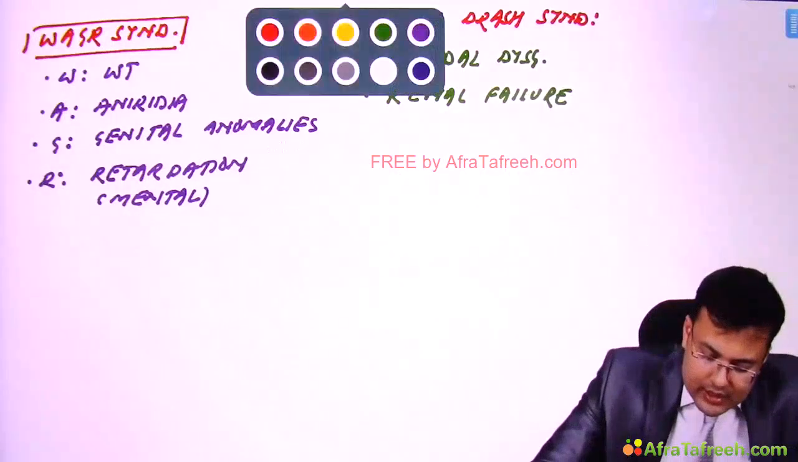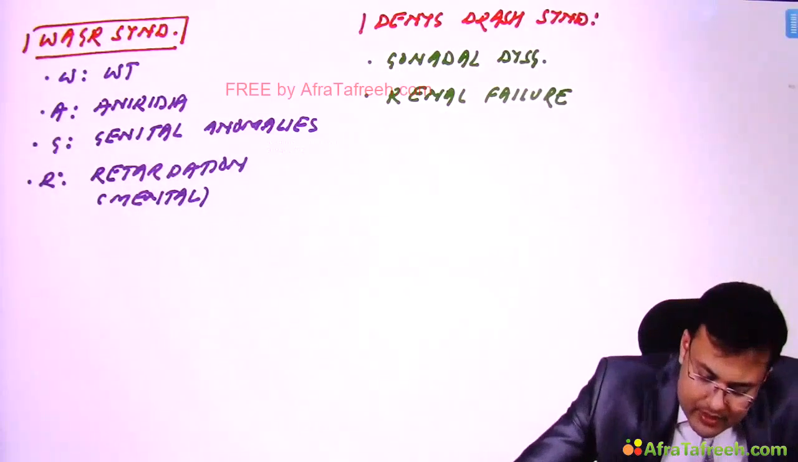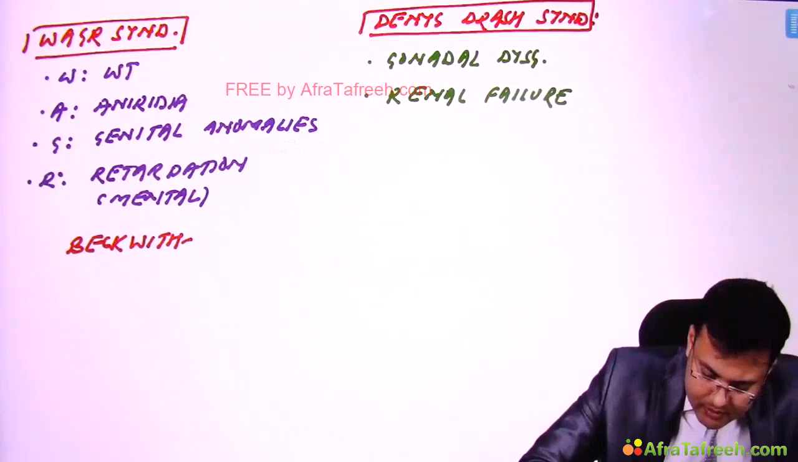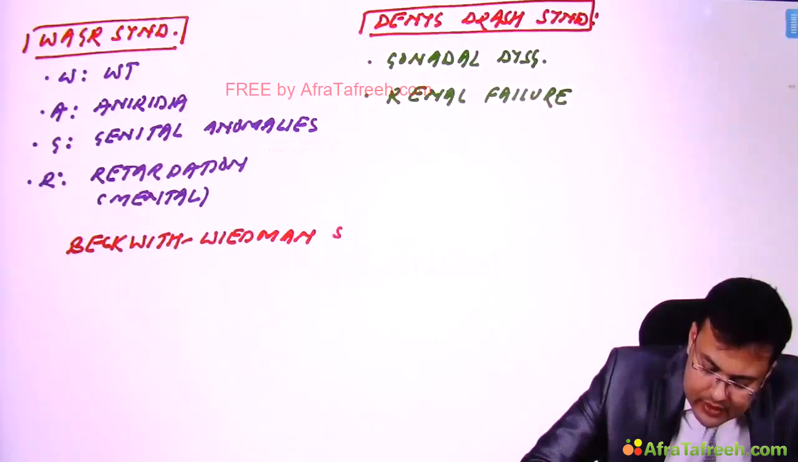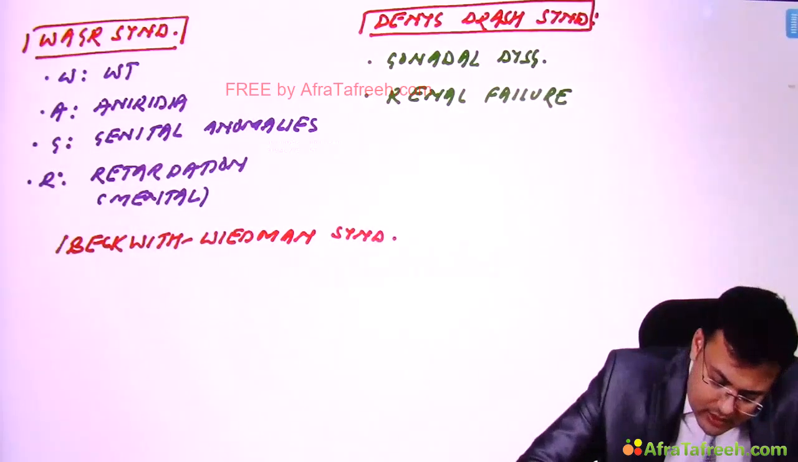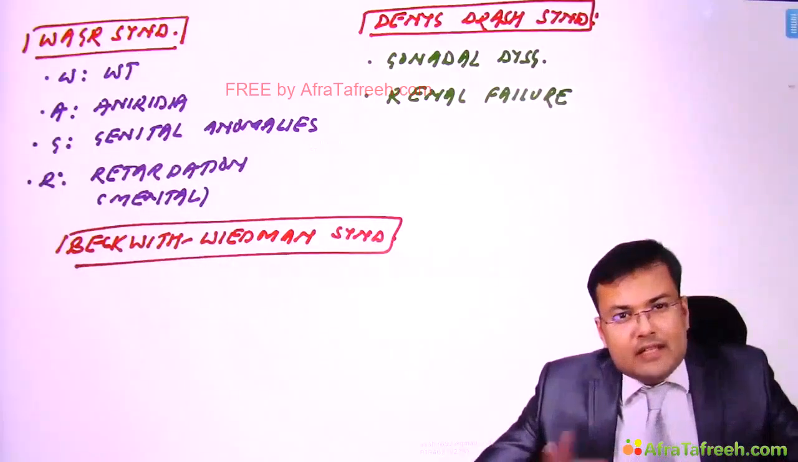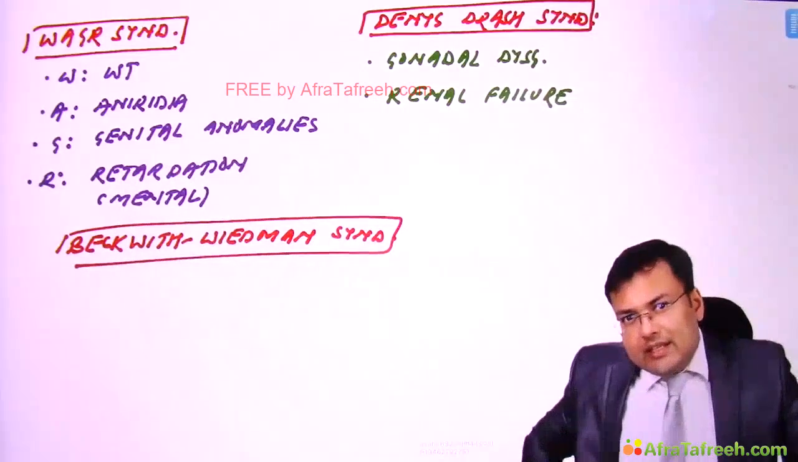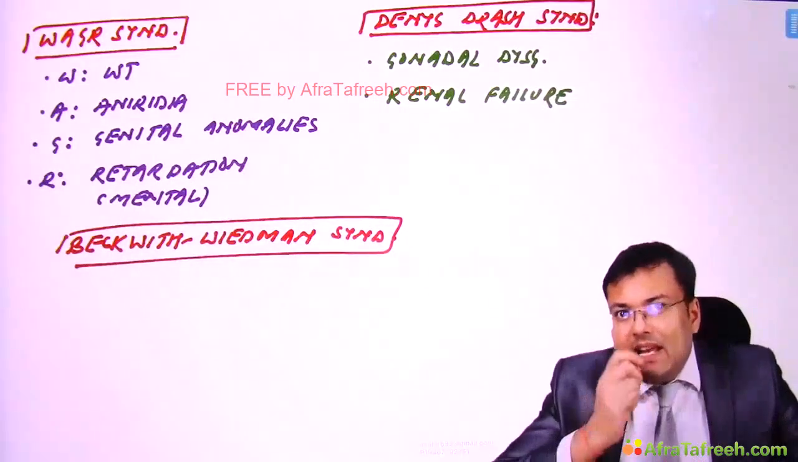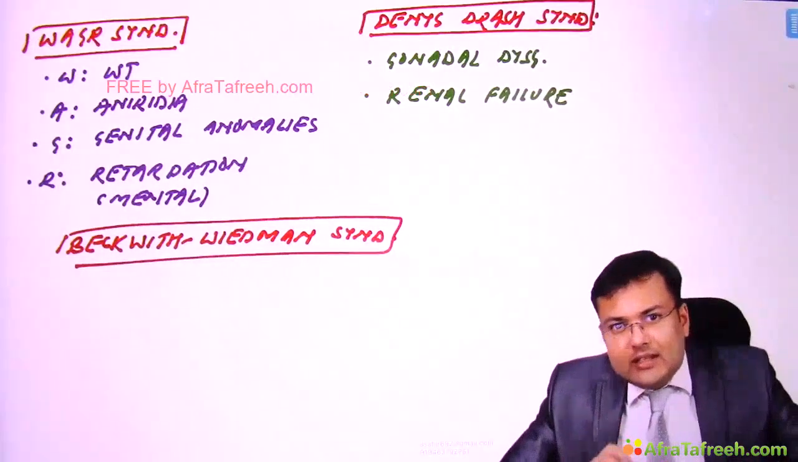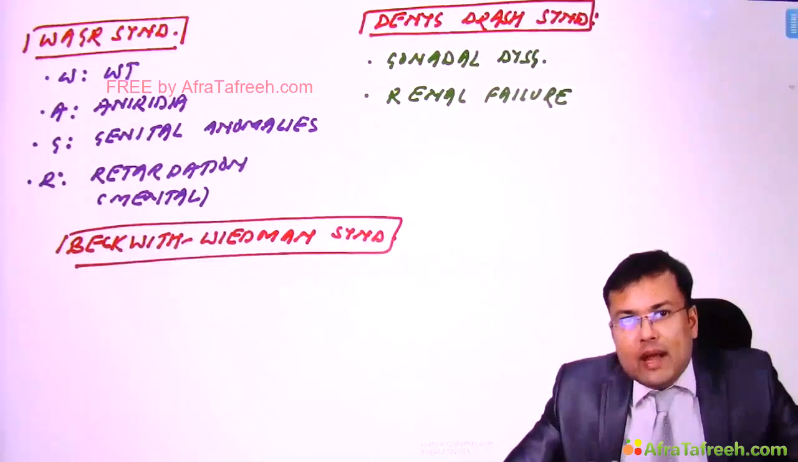So what are the components of Beckwith-Wiedemann syndrome? Clear? So these patients have hemihypertrophy and visceromegaly. What is visceromegaly? There is hepatomegaly, splenomegaly. There is enlarged tongue, that's known as macroglossia. There is omphalocele, and there is a tumor in the liver, hepatoblastoma.